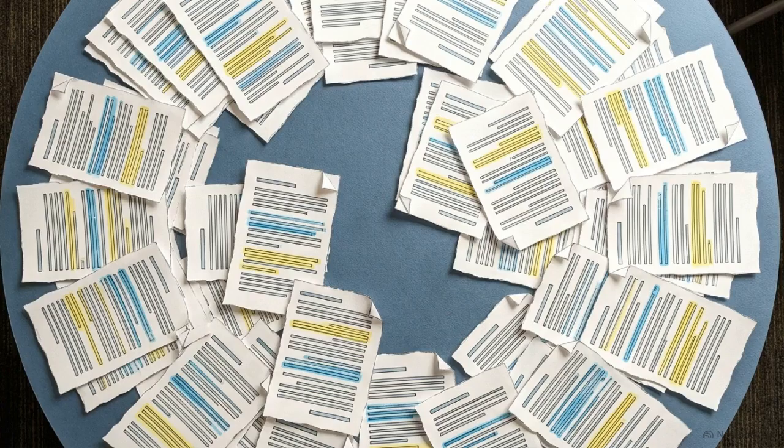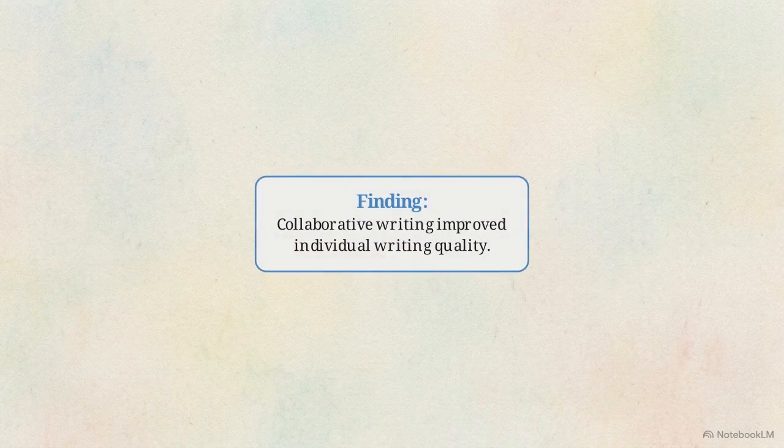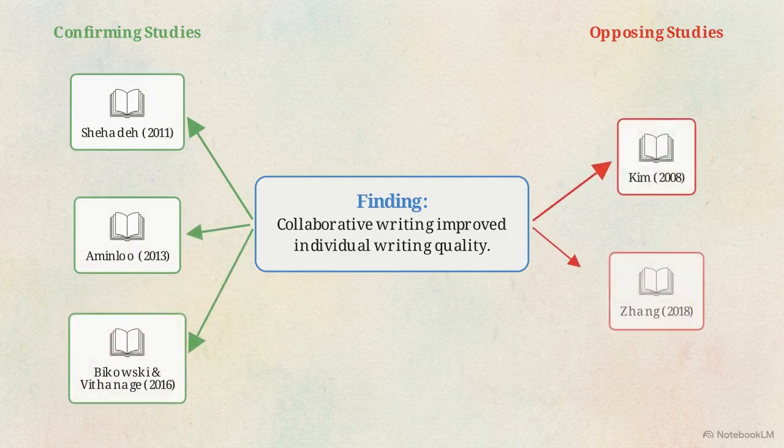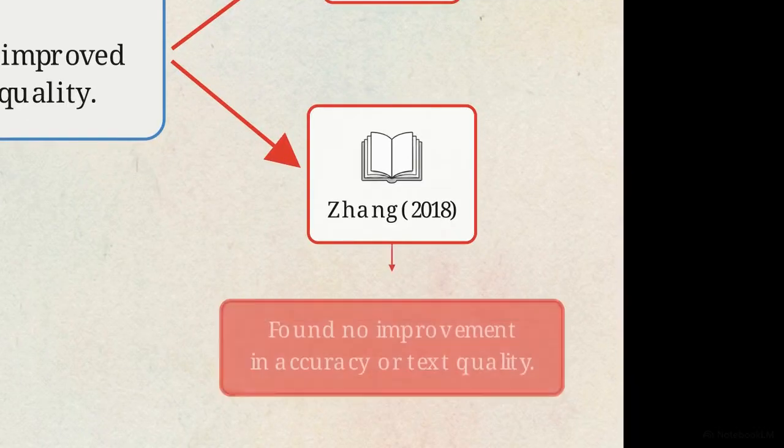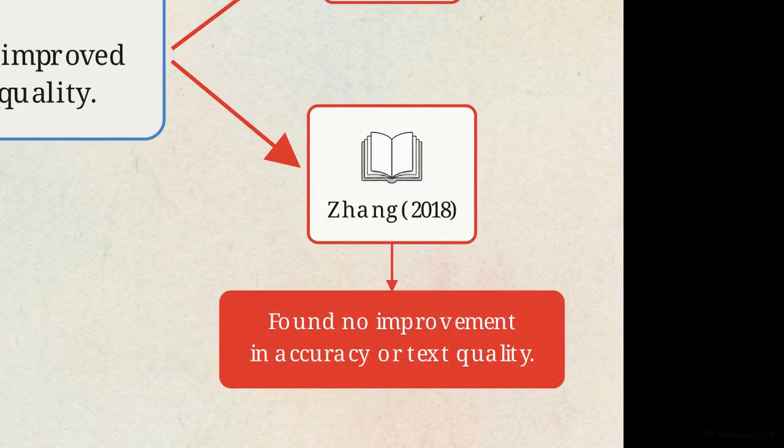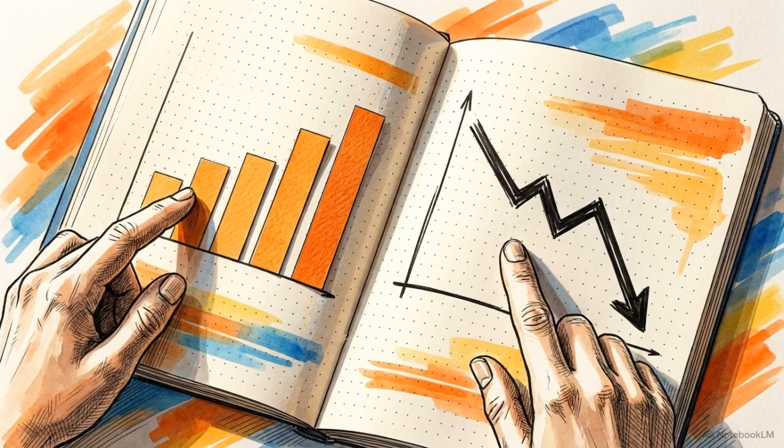Move 3 requires you to connect your findings to the broader academic conversation. A helpful strategy is building a finding literature map. Place your result in the center and organize existing research around it, identifying confirming and opposing studies. Strong researchers prioritize contradicting evidence, like addressing Zhang, who found no change in student outcomes. Explaining these discrepancies is what demonstrates scholarly depth.